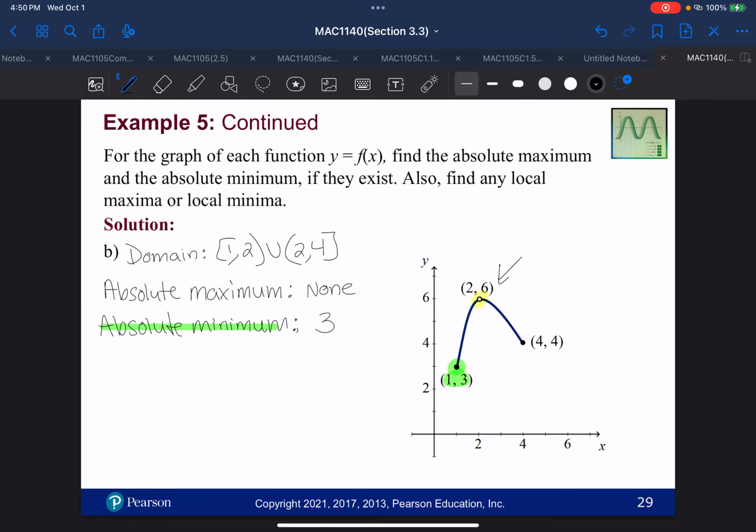And then there would be no local minima or maxima, because there's nothing happening locally, and that point (2, 6) is an open hole, so I can't include that in the maxima.